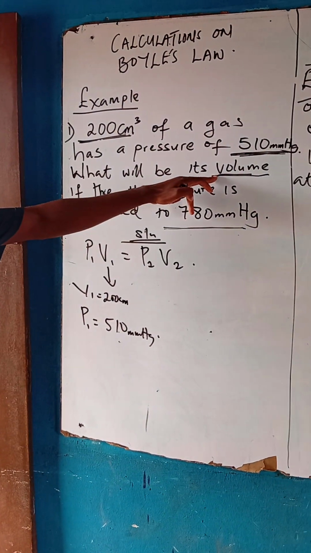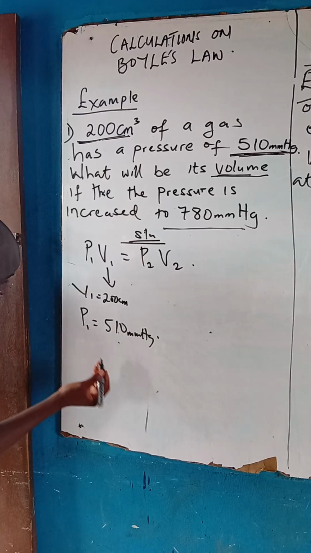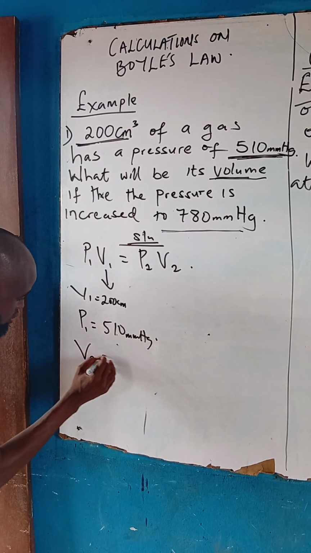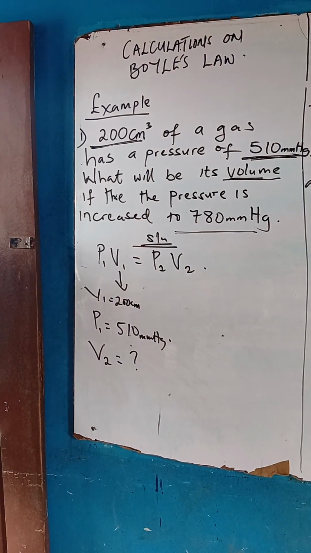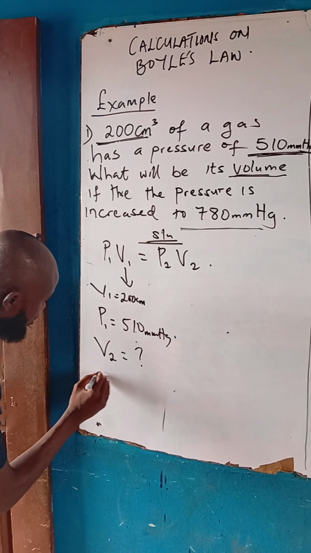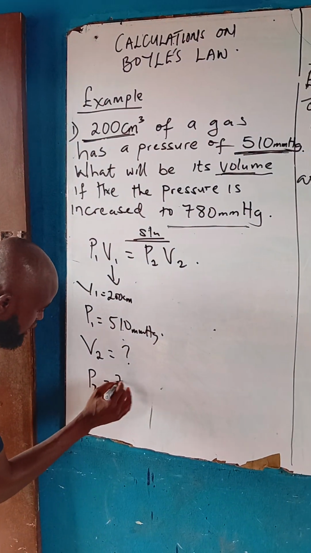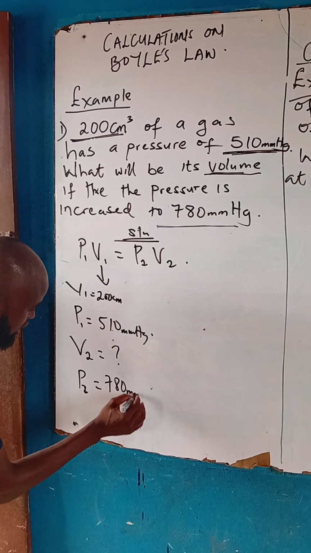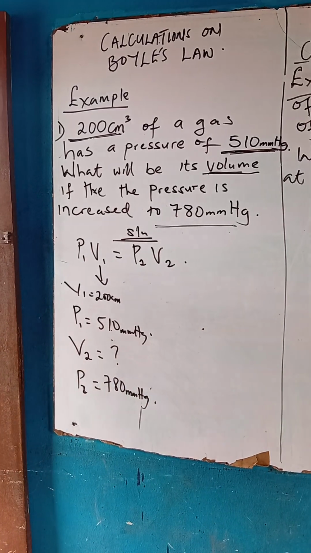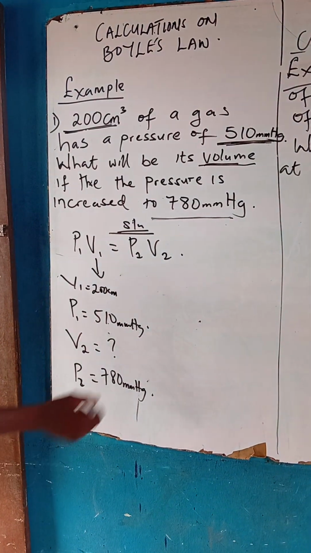What are you now looking for? Which volume, volume 1 or volume 2? Volume 2 is unknown. Now pressure 2 is 780 millimeter mercury. Somebody should carry the calculator for me. Are you with me now?